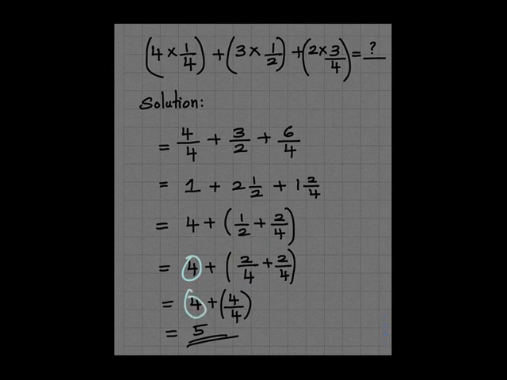So write the 4 and the plus sign. Add the fractions because they have the same denominator. Just add the numerators together. It becomes 4 and write the denominator as such. So it becomes 4 plus 4 by 4. The value is 1. So 4 plus 1 will become 5.